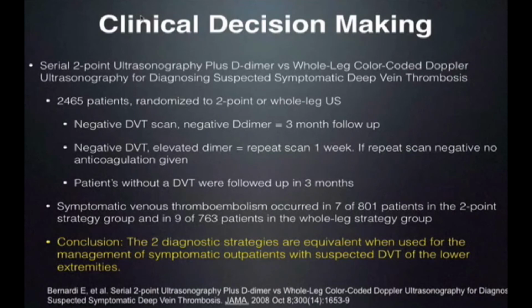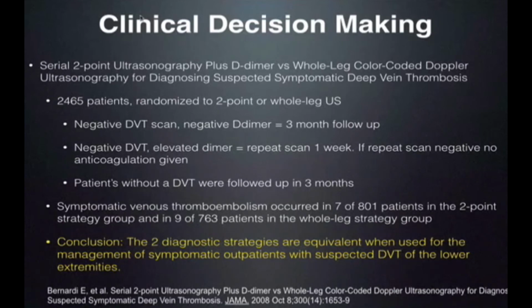Now, when looking 3 months out after the study, they compared the point of care ultrasound group to the radiology group, and symptomatic venous thrombotic events occurred in 7 out of 800 patients in the 2-point strategy group, the point of care ultrasound group, versus 9 patients out of 760 patients in the radiology or whole leg strategy group. So the conclusion is that between these two, the diagnostic strategies are equivalent when used for the management of symptomatic outpatients with suspected DVT of lower extremities.